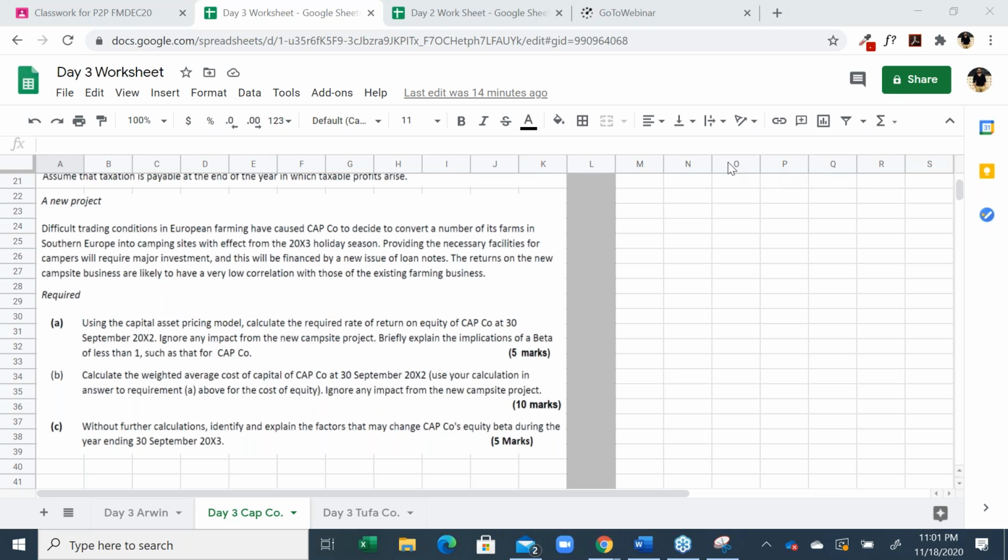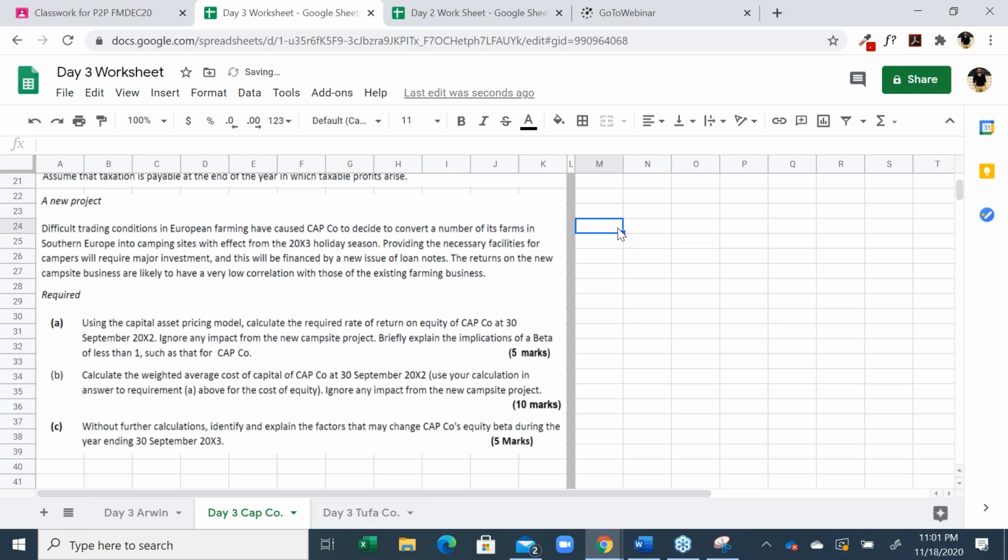Okay, I hope you have tried it. Now let's solve it. First of all, the requirement says that we need to use the CAPM model to calculate the required return on equity. Now, how do we calculate cost of equity using the CAPM model?